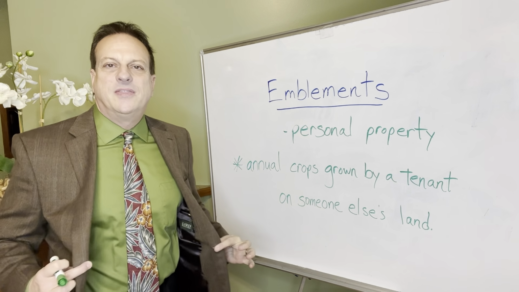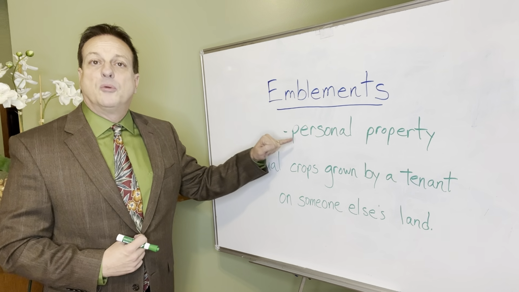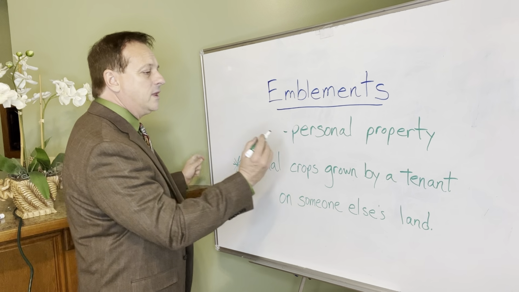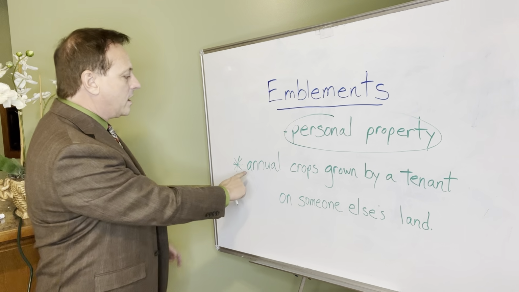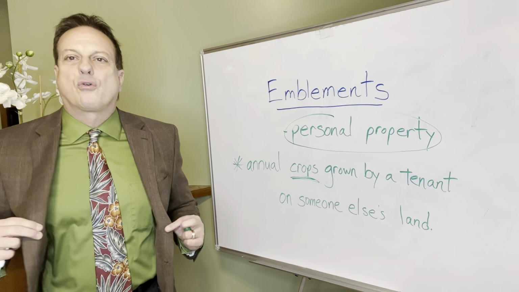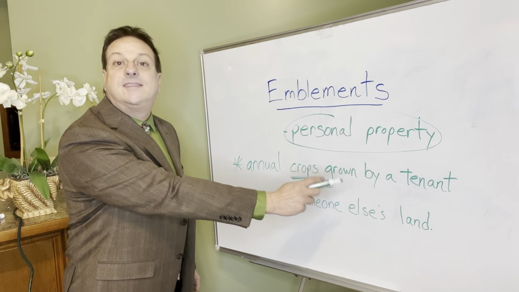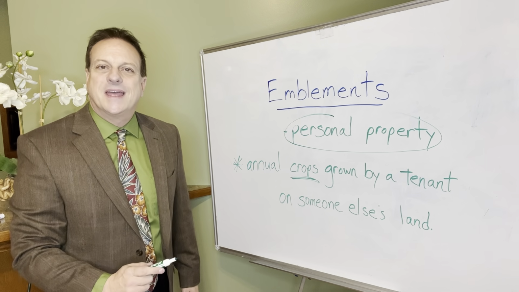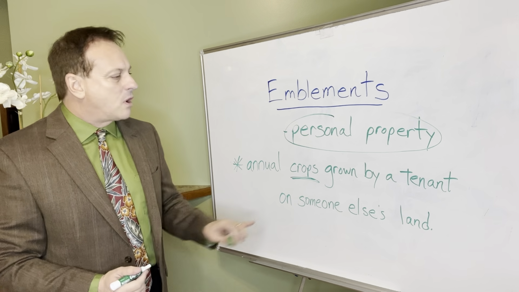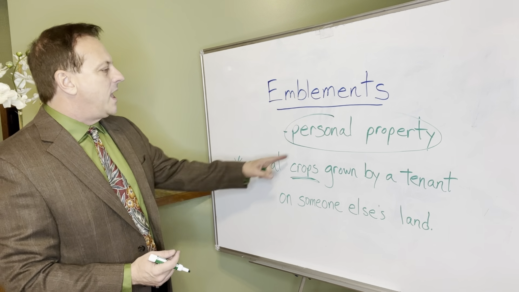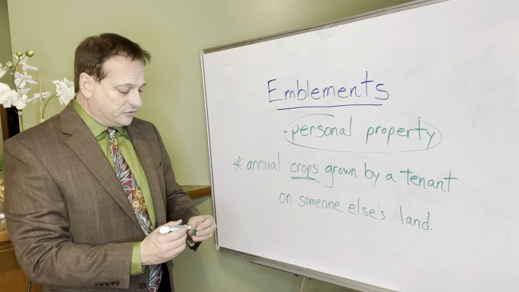Emblements. I am wearing this to help you memorize the word emblements. Emblements are personal property. That's what I want you to remember. If you see this term anywhere on the exam, emblements are personal property. They are annual crops. You're growing, just remember green, growing, annual crops grown by a tenant on someone else's land. Screenshot that. Just memorize it. That's what an emblement is. It's growing crops on someone else's land, and it's personal property. So this video is about real property and personal property.